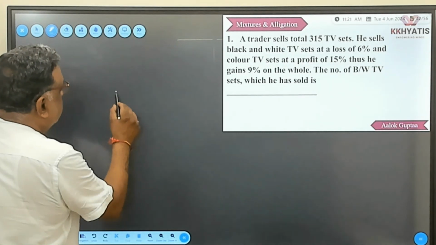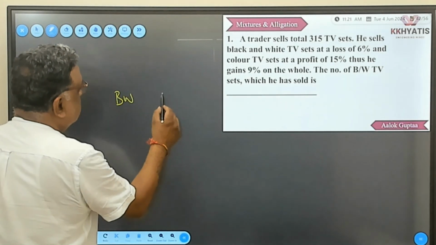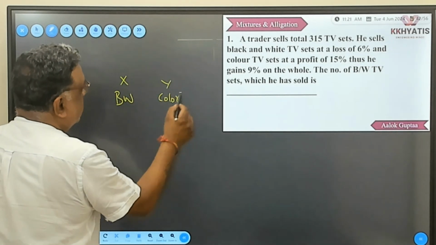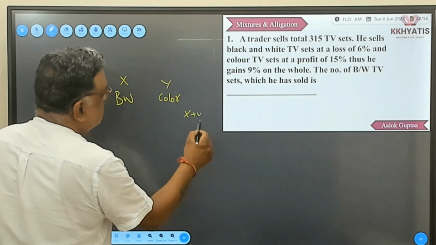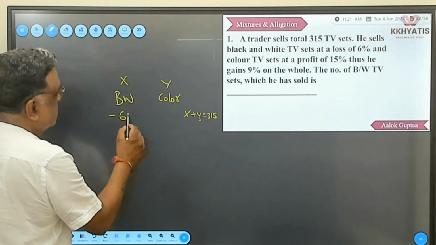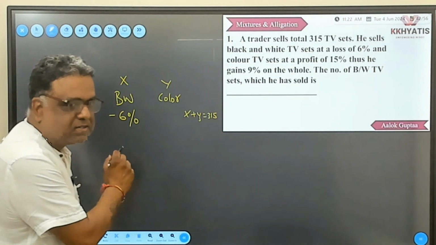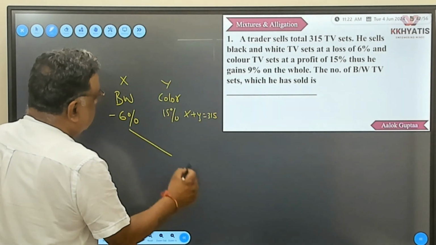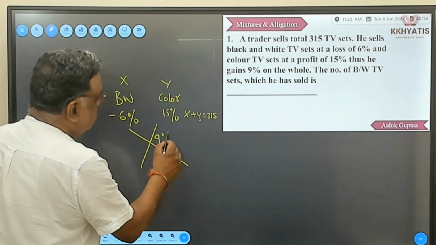So we have black and white TV sets and color TV sets. Let this be X, this be Y. And the total X plus Y is 315. Now this is sold at 6% loss, that's why I'm going to write minus 6%. This is sold at 15% profit. And in the entire transaction, he got 9% profit.